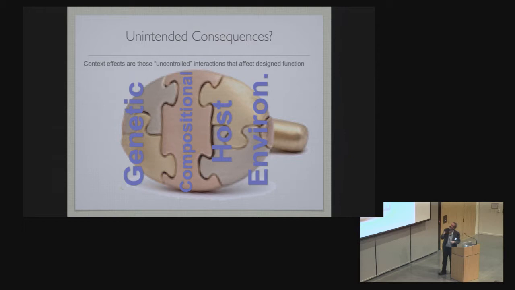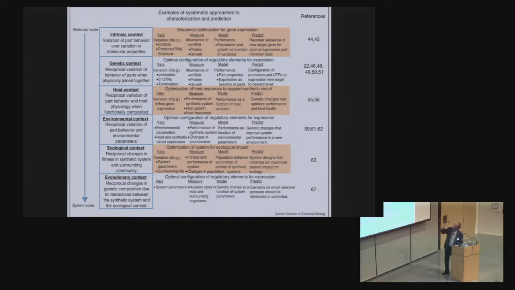One is the environment itself, high temperature and low temperature, different contexts. The host in which you exist is a context. The composition amongst the parts, when they're actually put together, changes their functionality, both by physical and functional interconnect. And there's genetic context, meaning the genes around what I'm working on. Ultimately, we could come up with a whole bunch of these different things and how you would measure them. So what's varying, what needs to be measured, how do we model it, and how do we predict it? It's a very complicated chart.